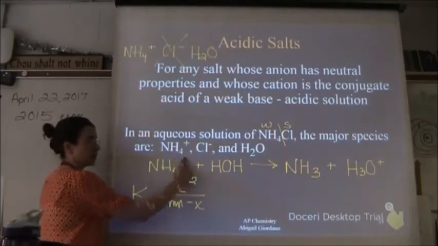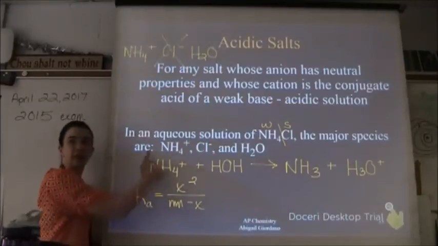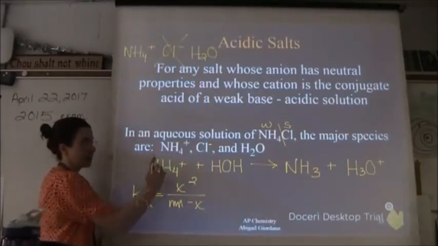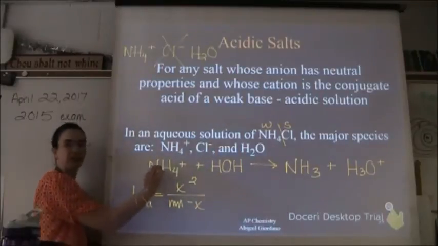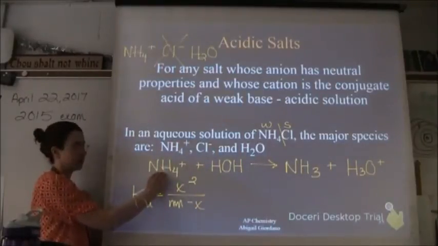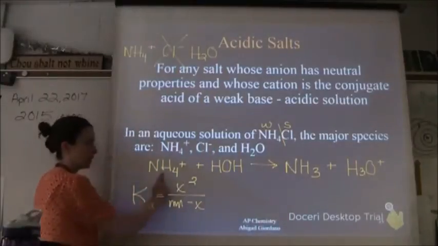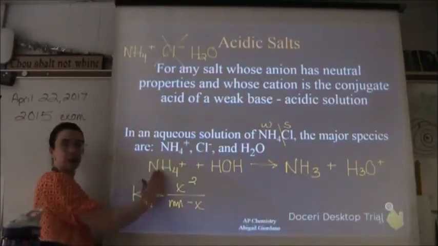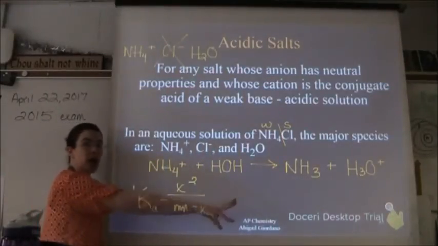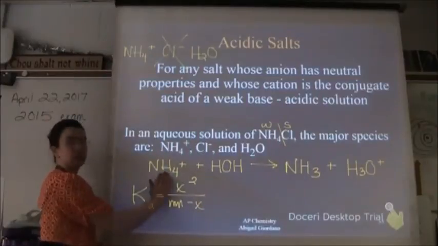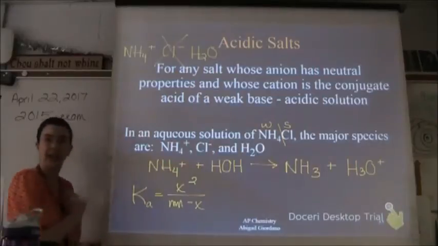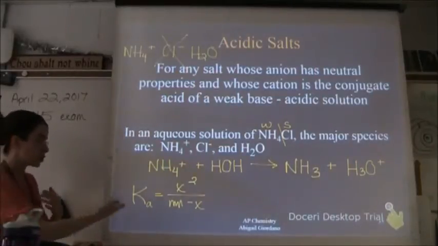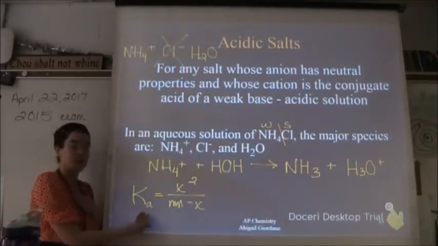Right here. Ask yourself the question. If what I'm adding to water, what is this thing? What is it doing left to right? Is ammonium, you guys tell me, is ammonium donating a hydrogen or accepting one? Donating. It's an acid. So I need a Ka, which I might give you.